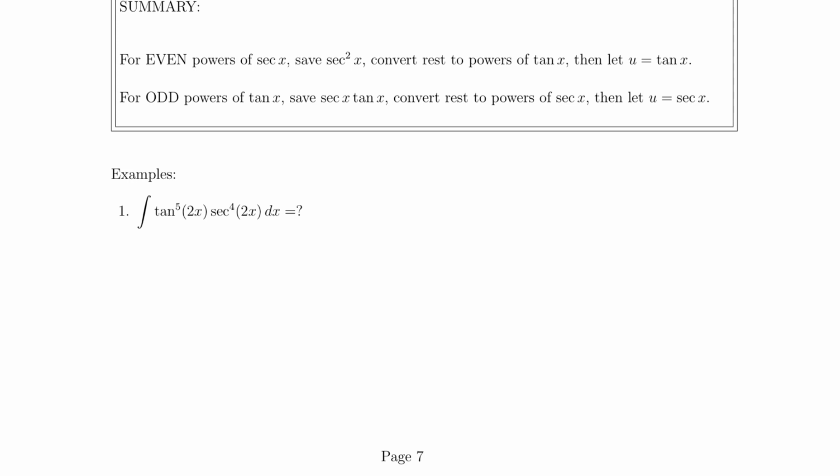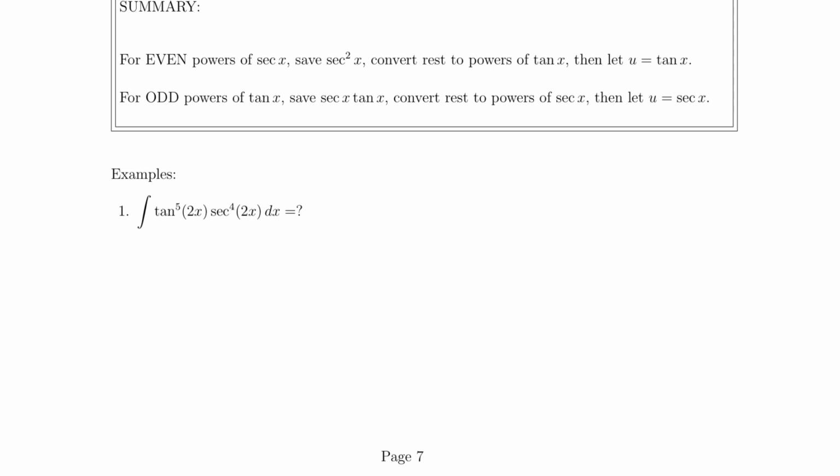Tangent to the 5th of 2x, secant to the 4th of 2x. We're going to use u substitution. I'm going to tell you something really cool. Tangents and secants, when we mix them up on your tests, you're always going to use a u sub. I'm not going to give you any kind of power reducing for tangents or secants, okay? You'll always use a u substitution. But you're going to have to figure out what you're going to pull out, and what you're going to let u be, okay?